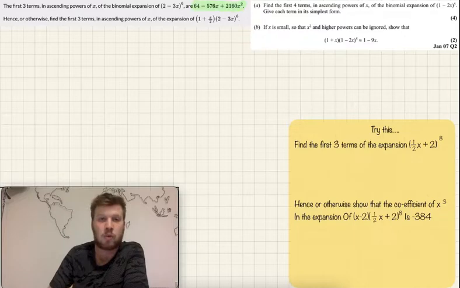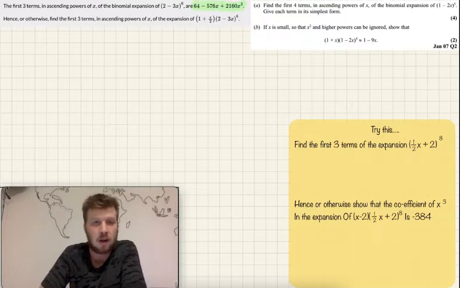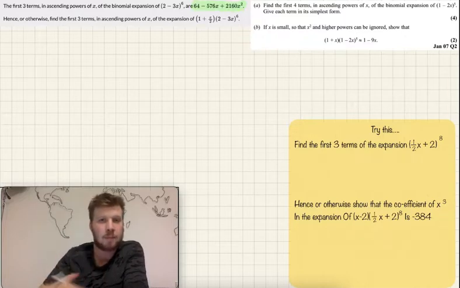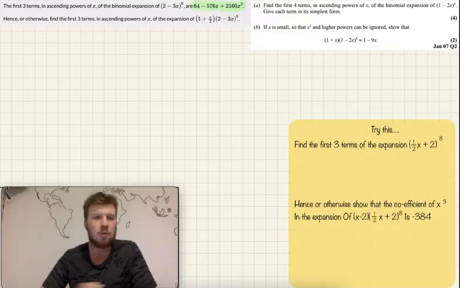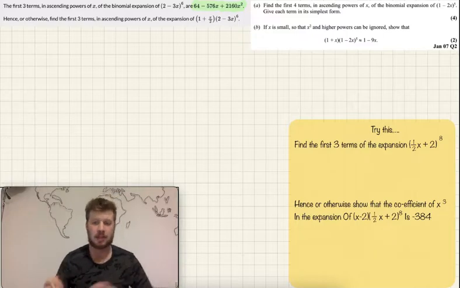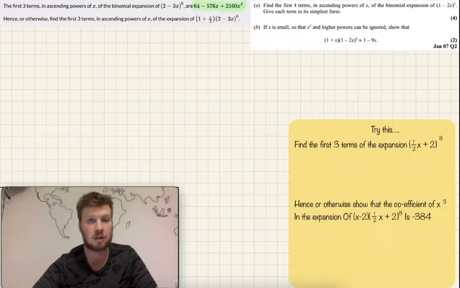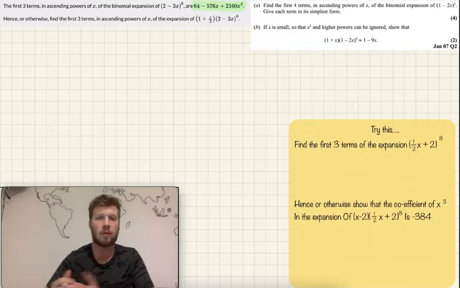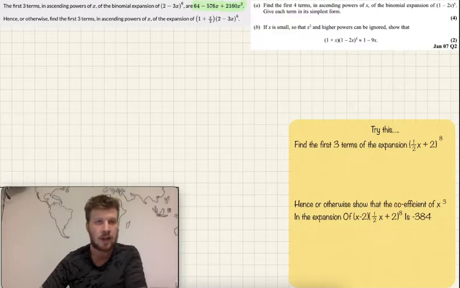This was something that would have been answered in part A of a previous question. The bit that we were struggling with in the lesson was this part B section, which is hence or otherwise find the first three terms in ascending powers of x of an expansion. Now, there are two ways they ask this. They could ask you to find a particular term with the coefficients, or find a general series and find the first few terms. So, how are we going to do this?